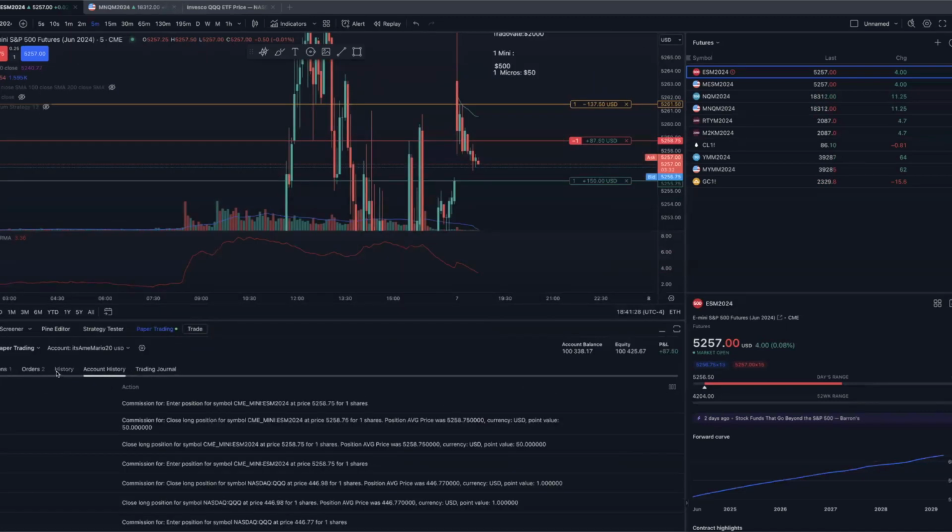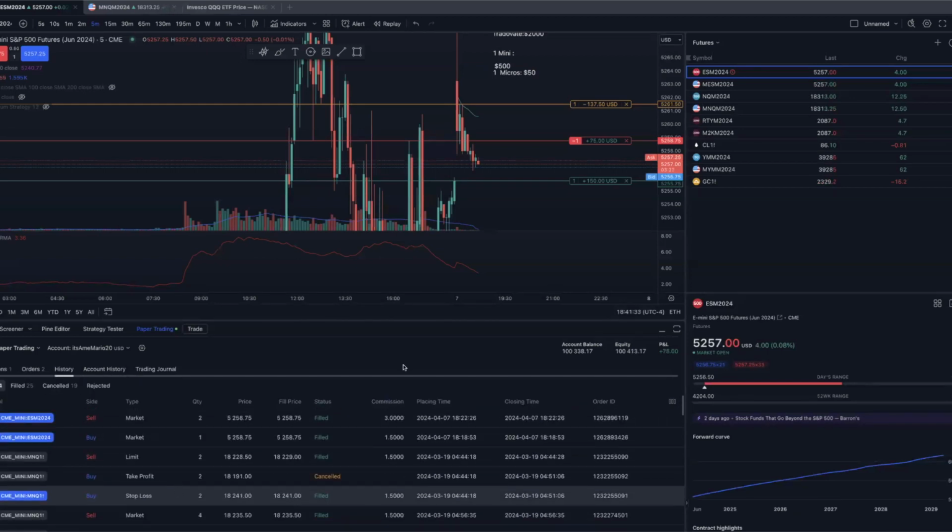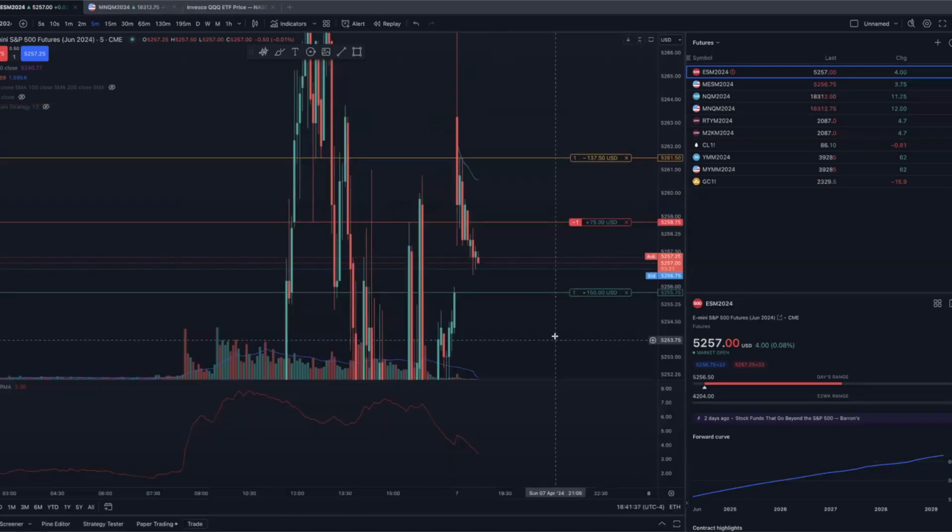You can journal your trade, and you can see all sorts of orders which you opened, and everything is going to show up right here. And this is how you practice using TradingView.